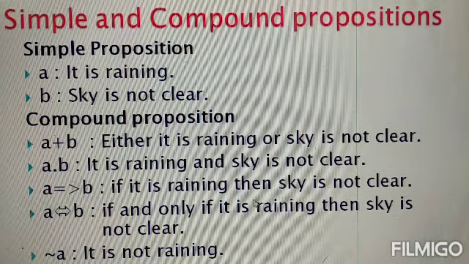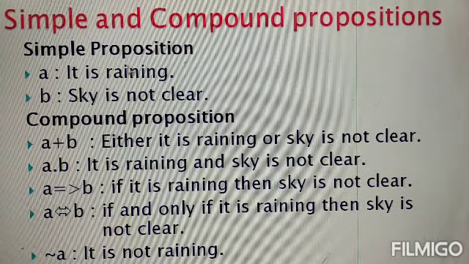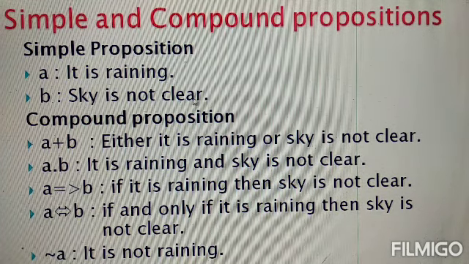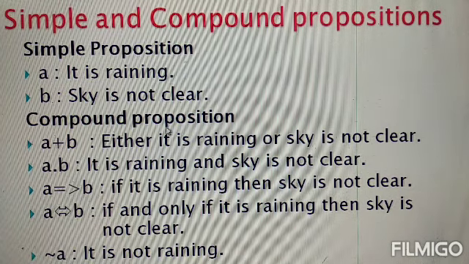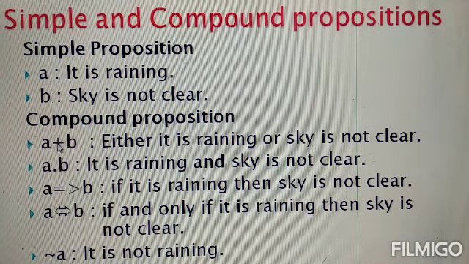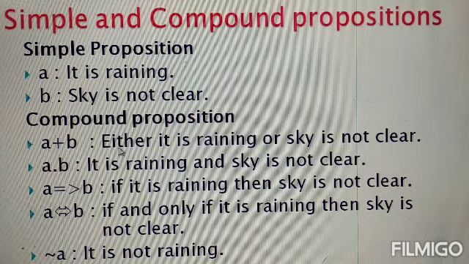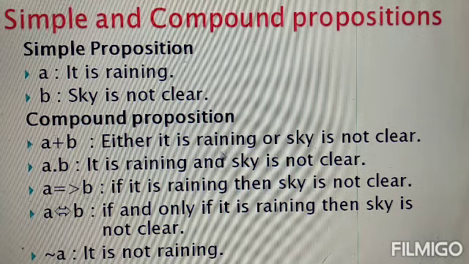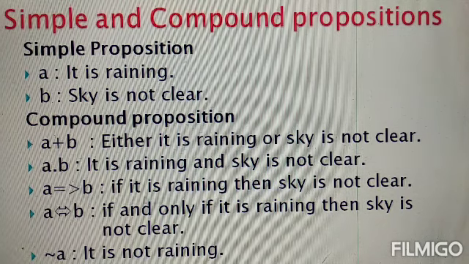Okay, let's see an example here. Simple propositions, for example, A: it is raining, and B stands for sky is not clear. These are examples of simple propositions. We can combine these two and form compound propositions like this, A plus B. Here we have the OR disjunctive operator used, and this means either it is raining or sky is not clear. The word or is used. A and B, conjunctive operator: it is raining and sky is not clear.